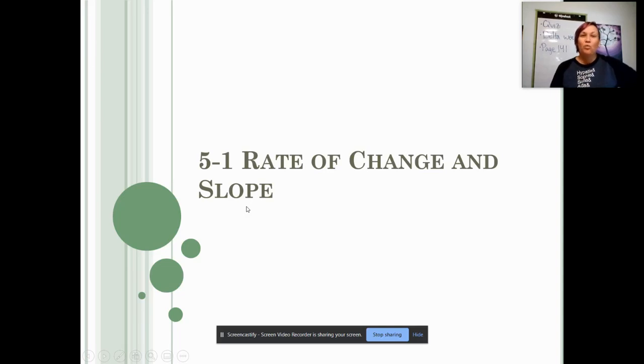Hi guys, we're on our last day of slope. So we have one more method that we need to learn about how to find slope, and that is how to find slope given two ordered pairs.